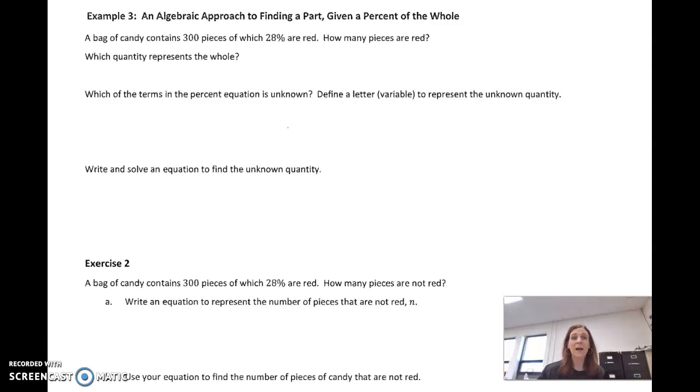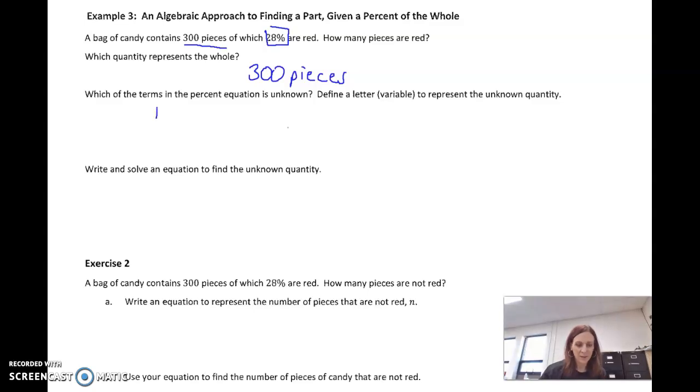All right, so here it says an algebraic approach to finding a part given a percent of the whole. A bag of candy contains 300 pieces, of which 28% are red. How many pieces are red? So what represents the whole? The 300, right? The 300 pieces are the total number of pieces. So which of the terms in the percent equation is unknown? Define a letter or a variable to represent that.